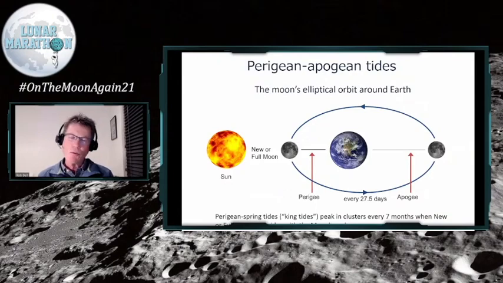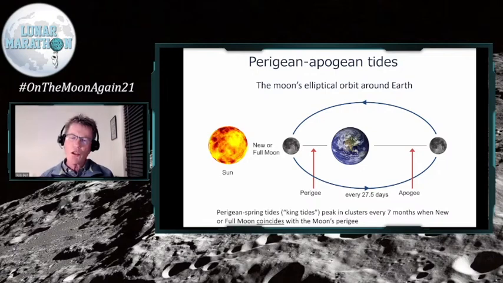The other tide that's really important is that the moon, during its 27.5-day cycle around the Earth, isn't in a circular orbit around the Earth. It's elliptical and it's off center. So during that month, at one part of its orbit, it's closest to the Earth, and we call that the perigee. The other part of the orbit is the apogee, where it's further away from the Earth.